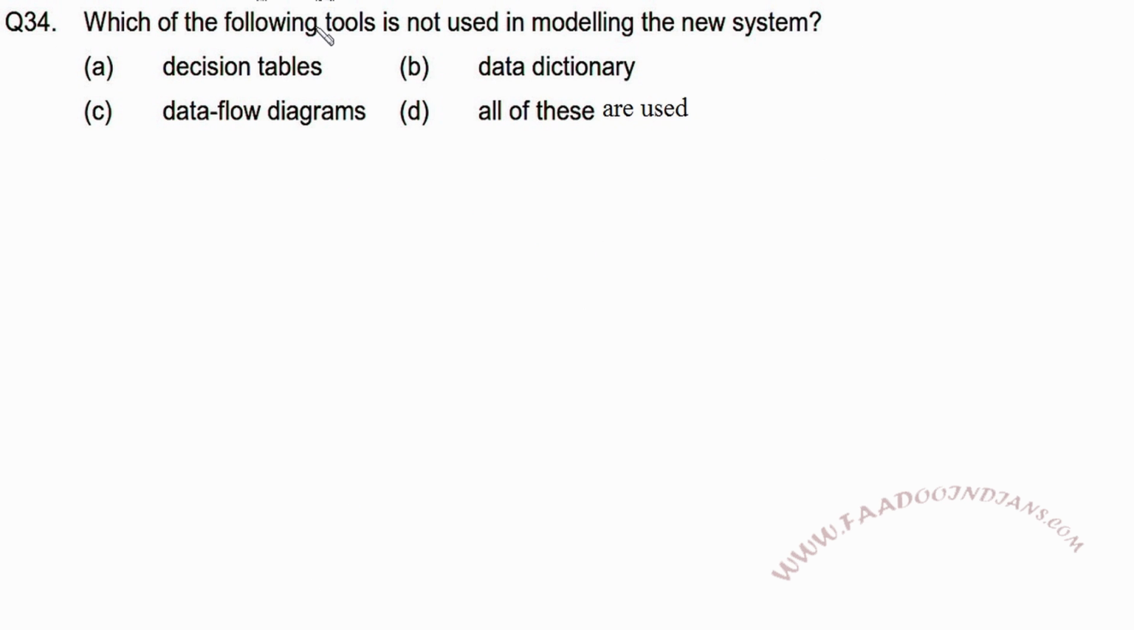34th. Which of the following tools is used in modeling the new system? Is it decision tables? Decision table, how the tables will be related. Data dictionary, that is metadata, data about data. Then data flow diagrams, how the data will flow, how the statements will go. All of these are used. Well, the answer is D.